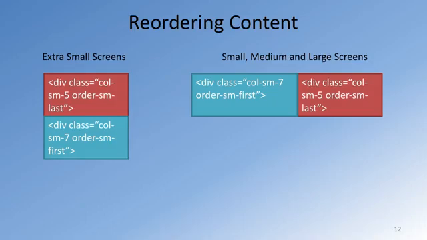Not only this, the order-sm class also allows you to specify order-sm-1 to order-sm-12, to specify the order in which the content needs to be rendered on the screen. So using a larger number, you could shift the content to the right side of the row, and a smaller number will shift the content to the left side of the row. We will see an example of this also in the exercise.